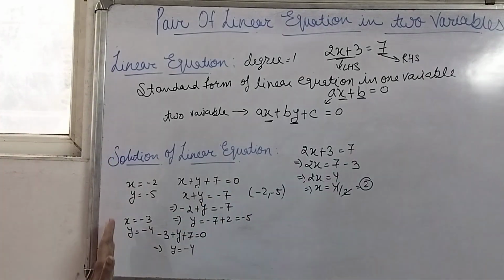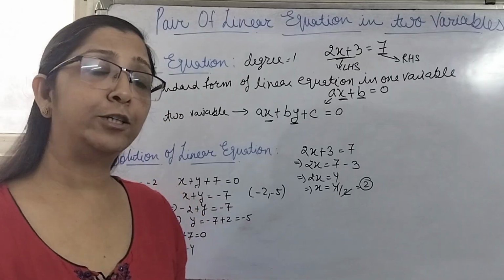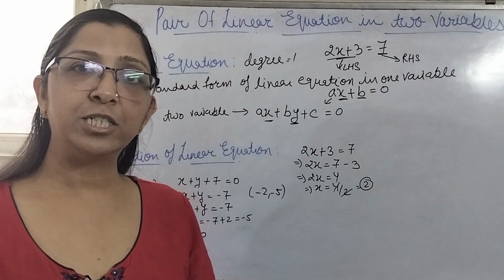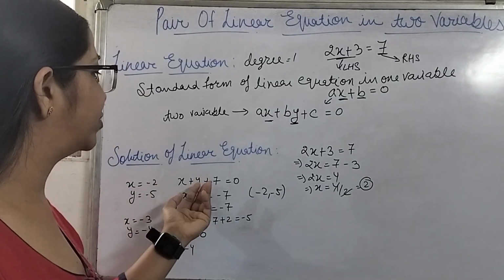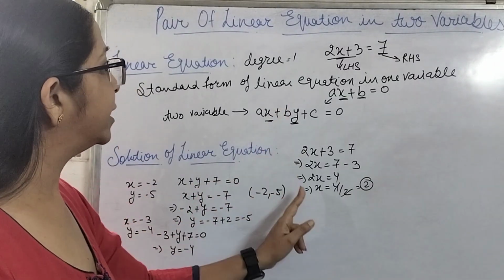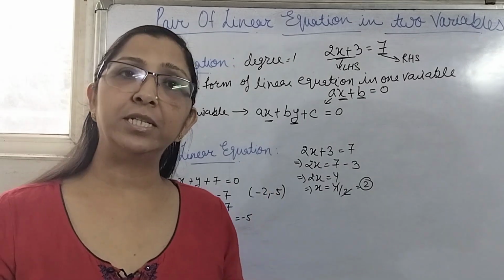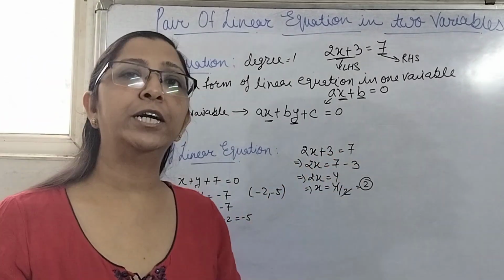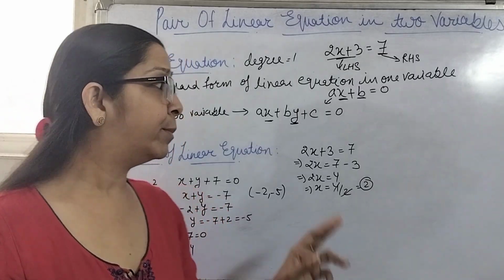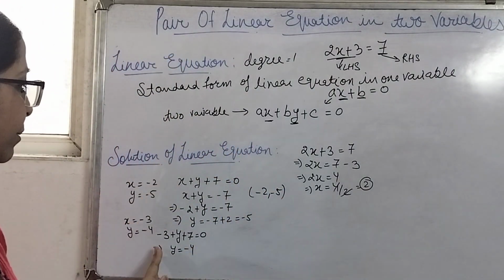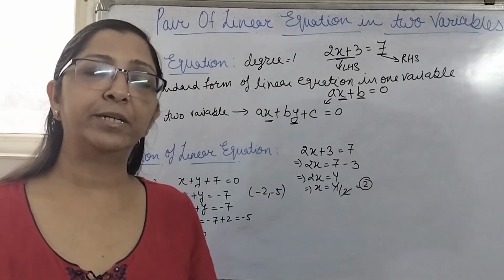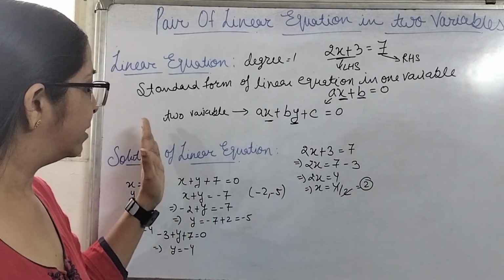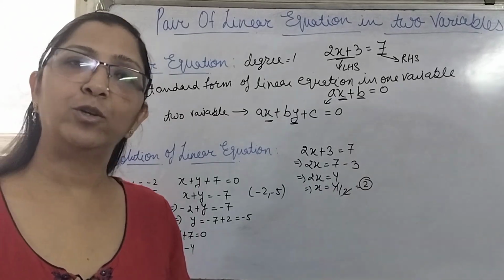Now we can see that there are multiple or infinite values of x and y for which your LHS part will become equivalent to the RHS part. That means there are infinite solutions of these type of equations. For the linear equation in one variable, there is only one solution, one value of the variable for which your LHS part will become equivalent to the RHS part. But for linear equation in two variables, there are infinite values of the variables for which your LHS will become equivalent to the RHS. That means there are infinite solutions of these type of equations.